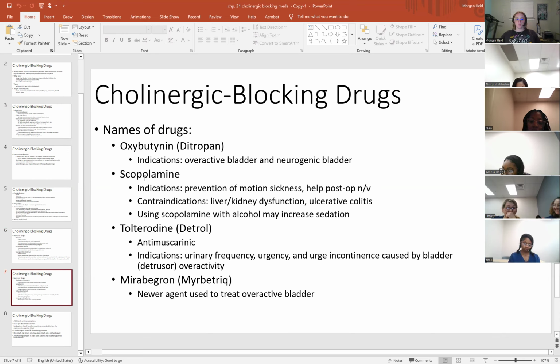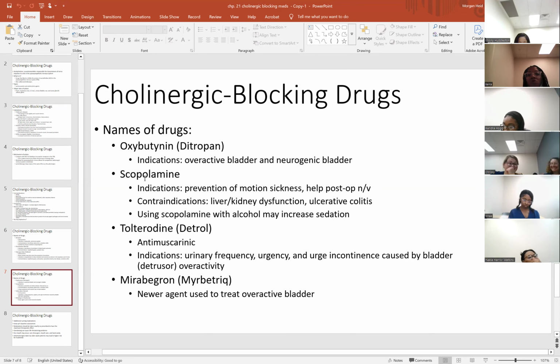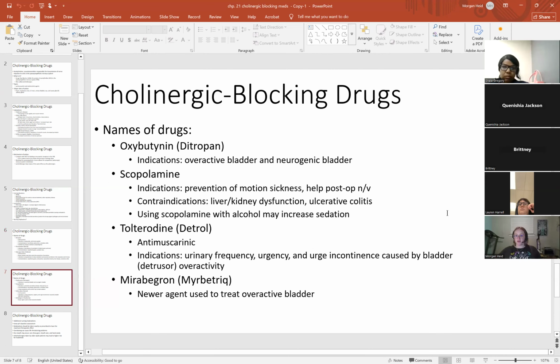We also have scopolamine, which I know can be used for many different things, but for motion sickness, to help not have so much nausea and vomiting. Which again, you may see with car sickness, things like that. So again, if we're blocking the rest and digest part, especially the digest part, we may not have as much nausea and vomiting, right? Because we're not going to be stimulating the GI tract.